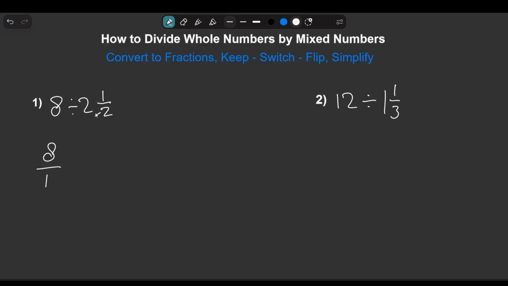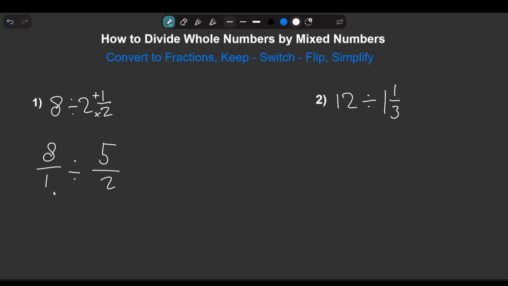We have to multiply first, and then add the top one. So we multiply our whole number by our denominator, and then we add the 1. So 2 times 2 equals 4, plus 1 equals 5. So our numerator is now 5, and our denominator stays the same. So now we have turned them into improper fractions. Now we can start dividing these.